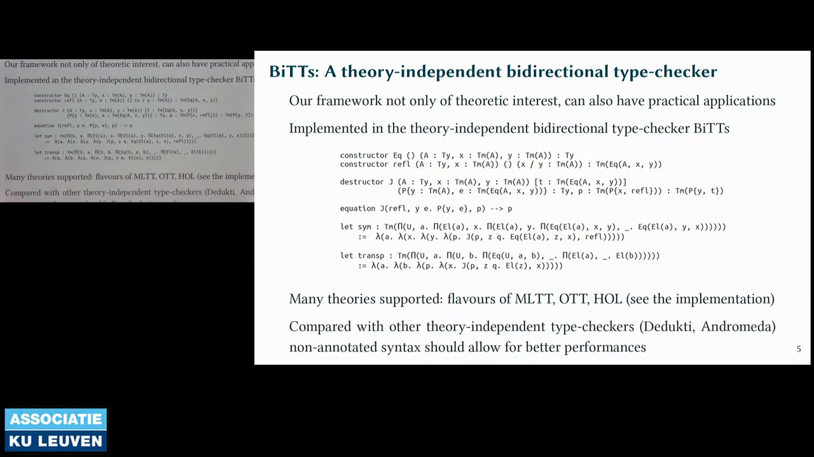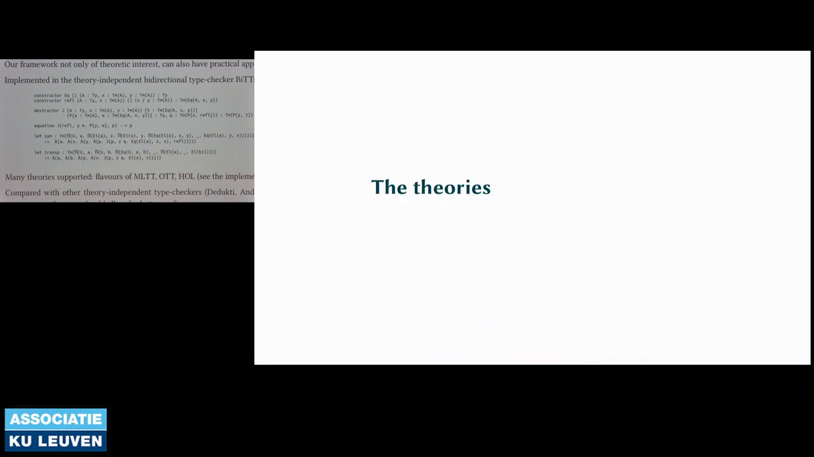So yeah, I think that this not only can allow people to prototype new ideas of type theories without having to implement a bidirectional typing algorithm from scratch, but also, compared to other theory-independent type checkers like Dedukti and Andromeda, I expect that the non-annotated syntax should allow for better performance. This might be a good candidate for having a type checker for cross-checking proofs like in the Dedukti project. So let me jump into the definitions of the framework.